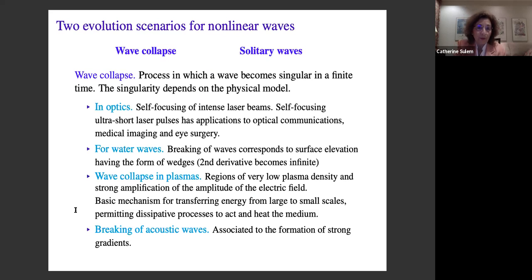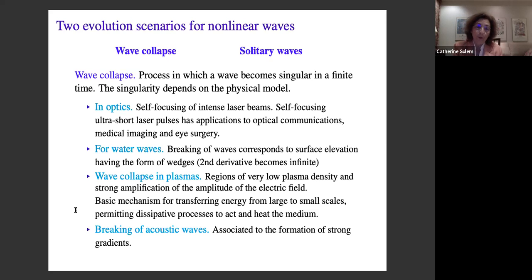In optics, the singularity corresponds to a self-focusing of very high intensity laser beams. In particular, in the case of ultra-short laser pulses, it has applications to optical communication, medical imaging, and even eye surgery. In water waves, the singularities correspond to breaking of waves, and this breaking is associated to the second derivative of the elevation becoming infinite.